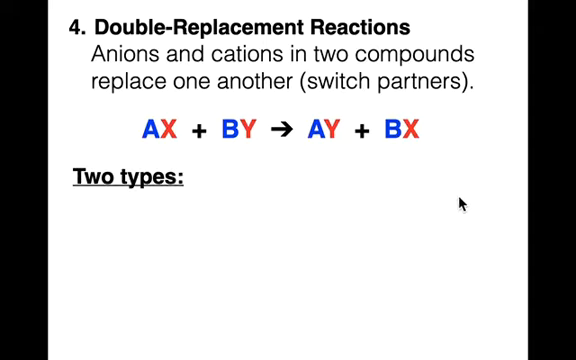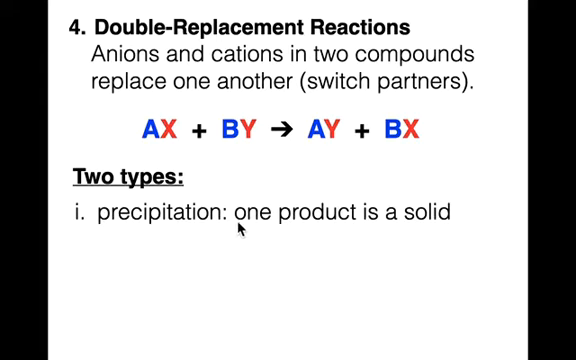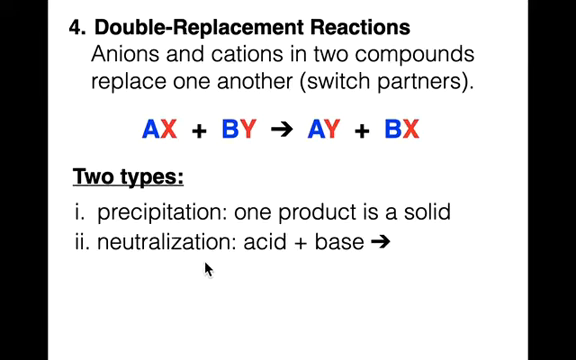There are 2 types of double replacement reactions. A precipitation reaction, where one product is a solid. Now you saw that in, remember the lab naming precipitates? Each time that you mixed together the 2 solutions and you saw a color change taking place, that was a solid that formed. If you were to evaporate the water, it would be a solid. And then there's also what are called neutralization reactions. And that's when an acid and a base react to form an ionic compound and water.